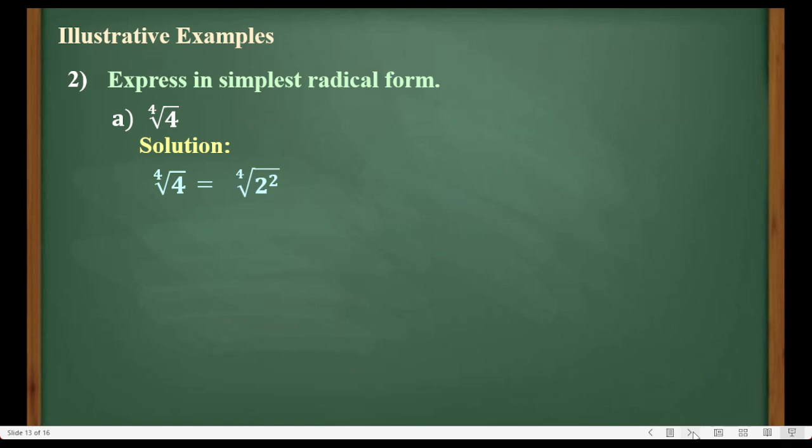And what will happen here is, okay, there is a common factor from the index and the exponent of the radicand 2, and that is the greatest common factor, which is 2. So if we cancel the greatest common factor, what will remain from 4 as an index is 2, and 2 from this exponent will become 1. So basically, the simplest radical form would be square root of 2.